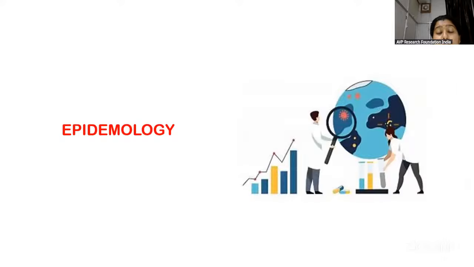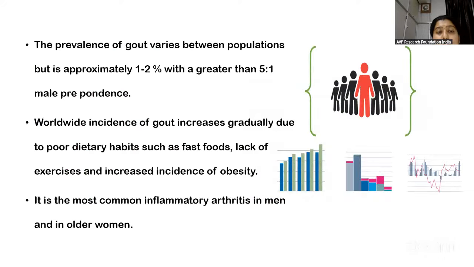Now, we have to see the prevalence or the epidemiology of this particular disease. The prevalence of gout varies between populations, but is approximately 1 to 2% with a greater than 5:1 male preponderance. Worldwide incidence of gout increases gradually due to poor dietary habits such as fast foods, lack of exercise, and increased incidence of obesity. It is the most common inflammatory arthritis in men and in older women.